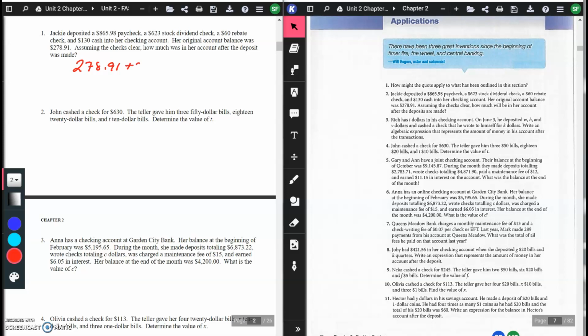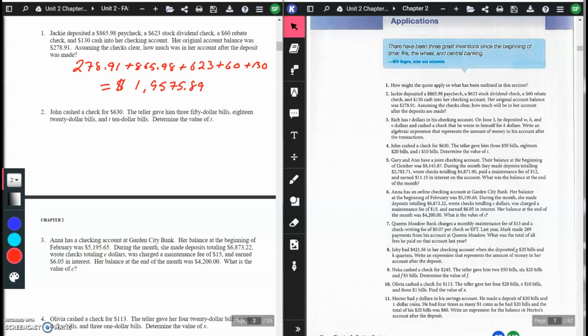So all these deposits add on to your balance. We're going to add on our $865.98, we're going to add on our $623, we're going to add on our rebate check, which is money you're getting back, and we're going to add on our cash of $130. Add all those numbers up, and you get $1,957.89.